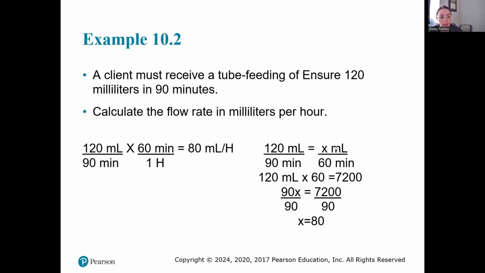So I cross multiply. So 120 times 60 is 7,200. And I cross multiply over here. So 90 X equals 7,200. And then I divide by 90 to find X, and X equals 80. So 80 mils an hour.